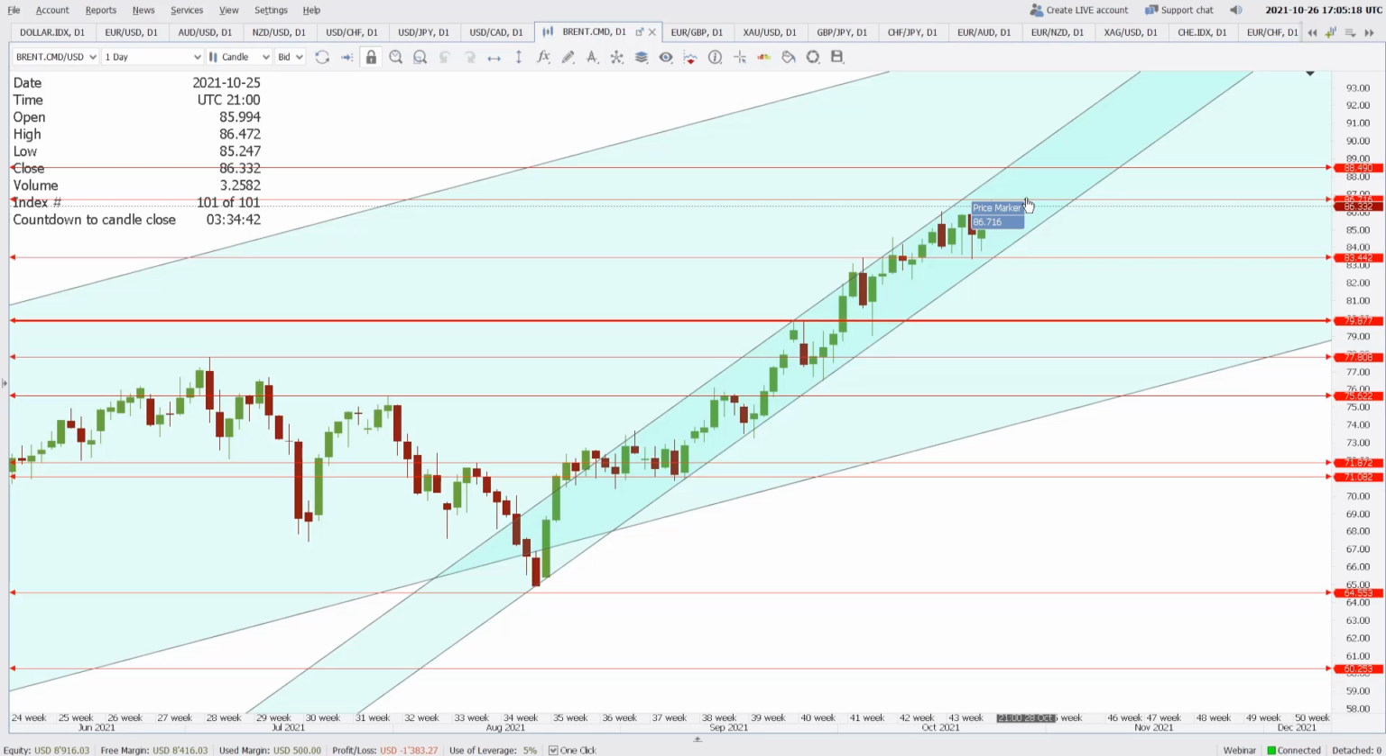That was yesterday's high, and the support is, one, dynamic support may be provided by this rising channel support line, and also there is a horizontal support sitting at 83.44.